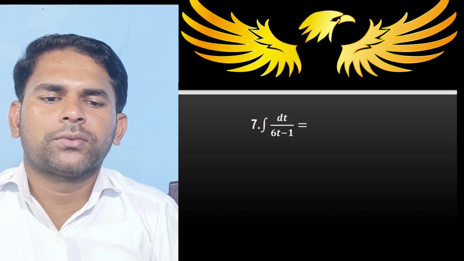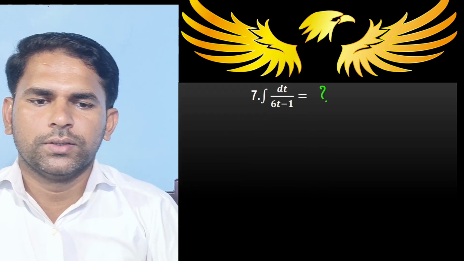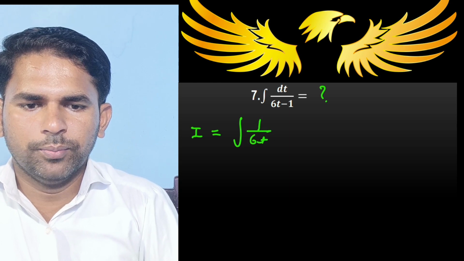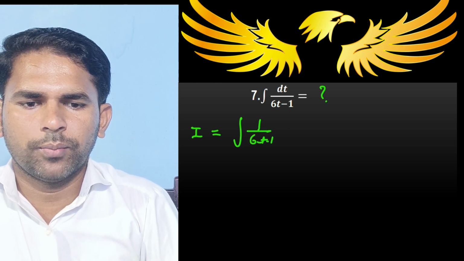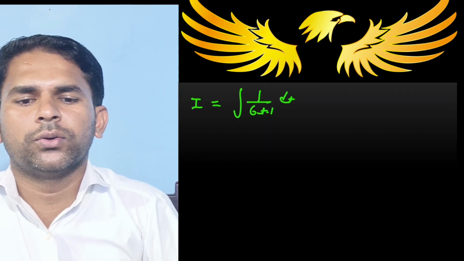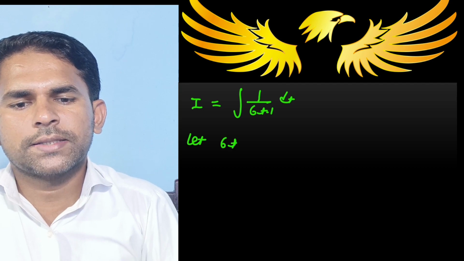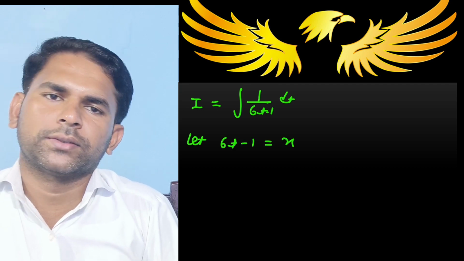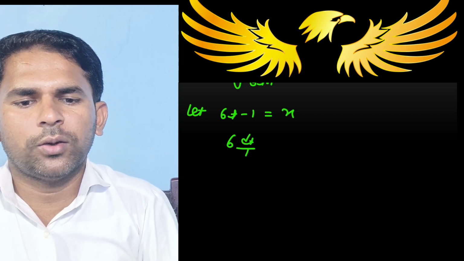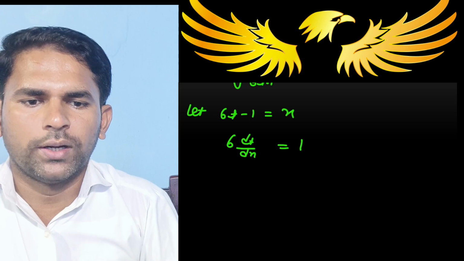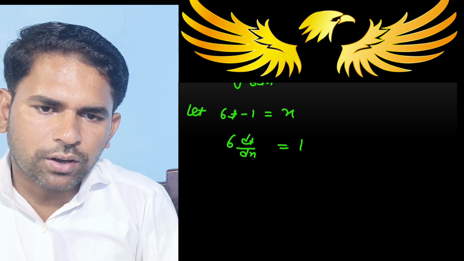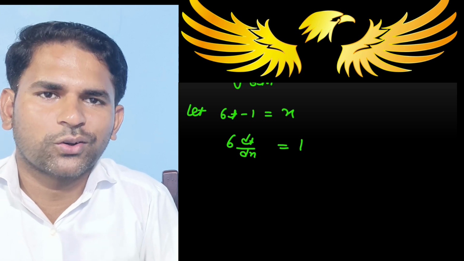Integration of 1 upon 6t minus 1. Integration is asked, what is the value of this? Again, we can consider 1 upon 6t minus 1 dt. We need to find the value of this. So we can consider that 6t minus 1 is equal to x. Now we are going to differentiate. We can write dx upon dt is 6, and differentiation of 1, which is a constant, is 0.